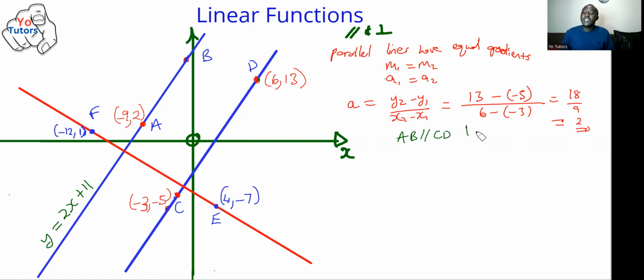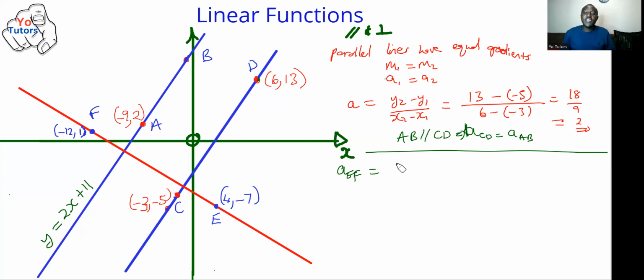Why? Because the gradient of CD is equal to the gradient of AB. That's what we have there. What about when it comes to the gradient of EF? Let's look for the gradient of EF.